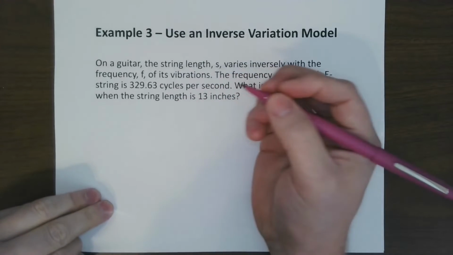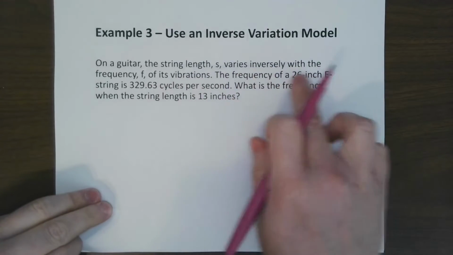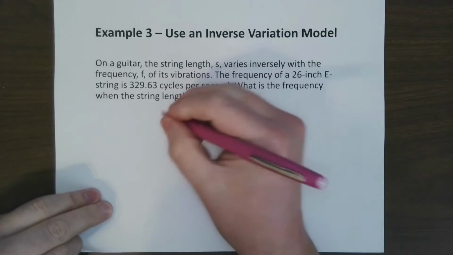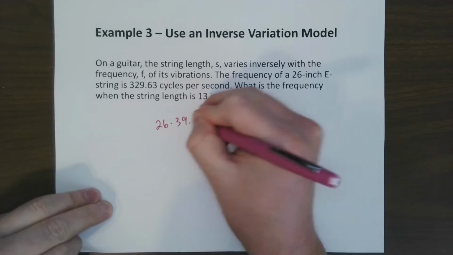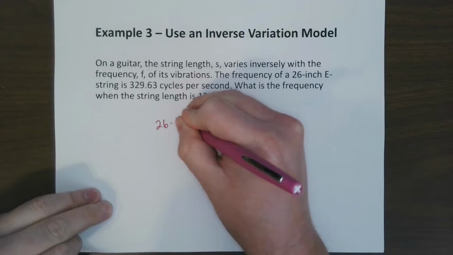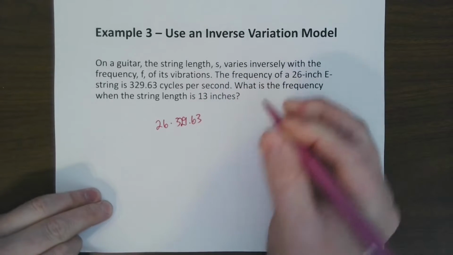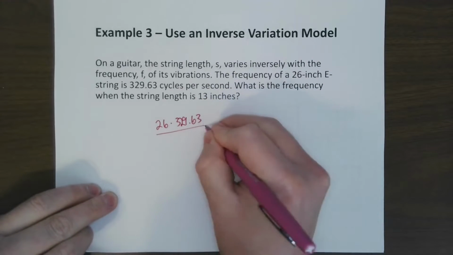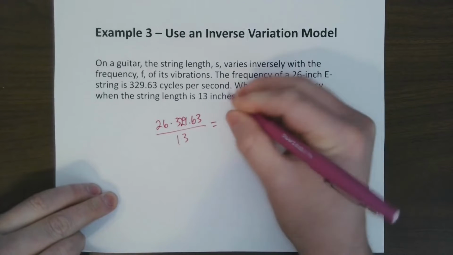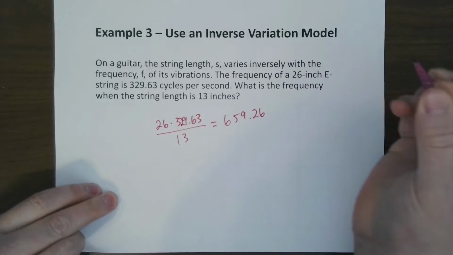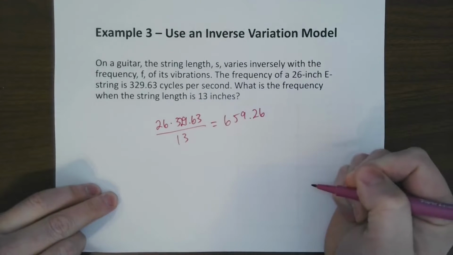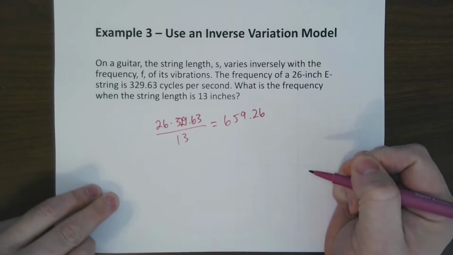So the way we do this is we multiply these together to find k. So 26 times 329.63. And now all we have to do is divide that by 13. And so we get our answer, 659.26. And that'd be its frequency in cycles per second, which is measured in hertz, by the way.